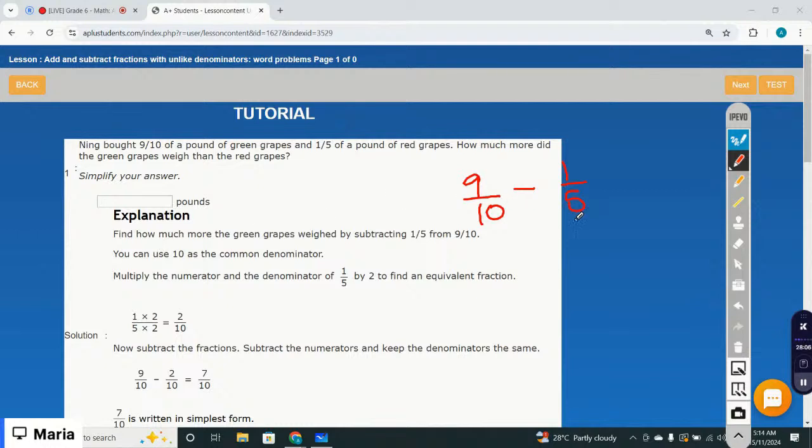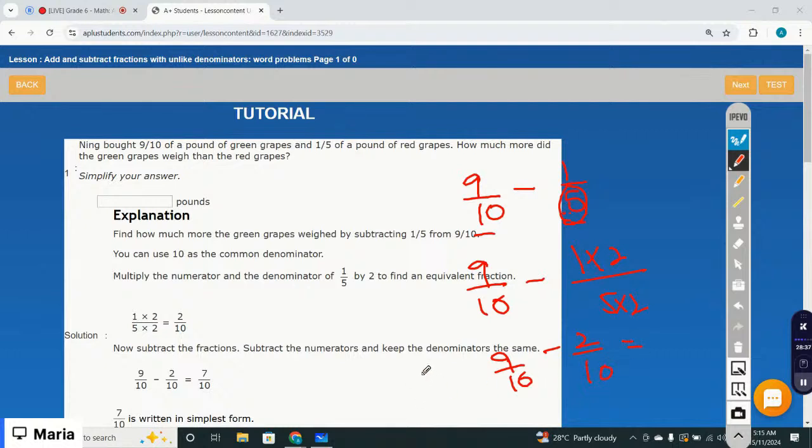But they have the unlike denominators. Unlike denominator means they have different denominators. You cannot subtract or add a fraction until they have the same denominators. So the first thing you have to do is you need to make their denominators same. So you always make the smaller denominator equal to greater one. You have to make that 5 equal to 10. So you have to multiply this fraction by 2 because 5 times 2 is 10. So that is 9 by 10 minus 2 by 10.